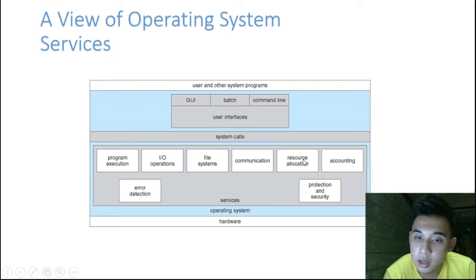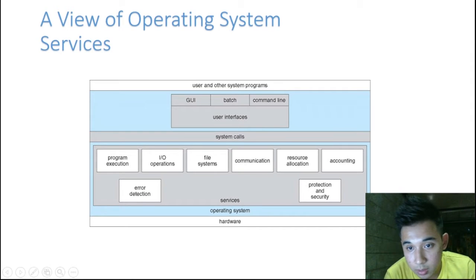The next is the resource allocation. This is where multiple users or multiple jobs are running at the same time, and resources must be allocated to each of them. For instance, in determining how best to use the CPU, the operating system has CPU scheduling routines that take into account the speed of the CPU, the jobs that must be executed, the number of registers available, and other factors. There may also be routines to allocate printers, modems, USB storage devices, and other peripheral devices.